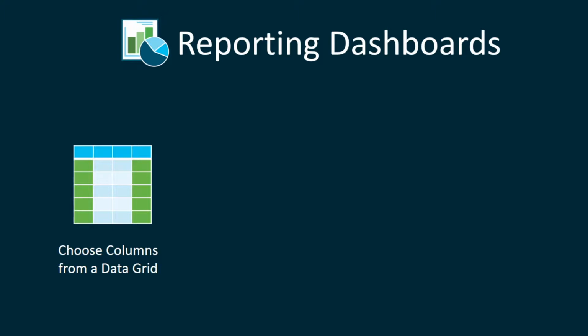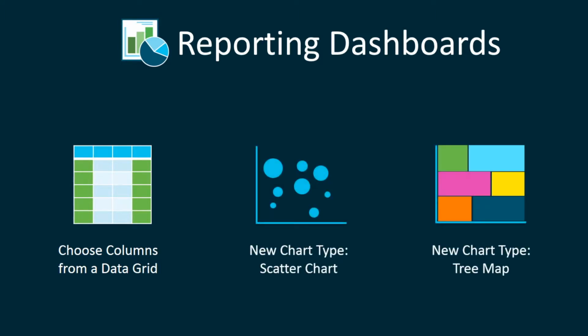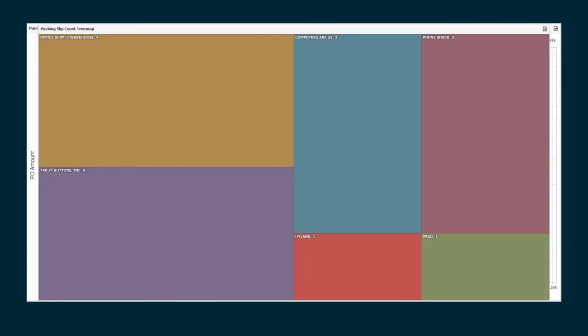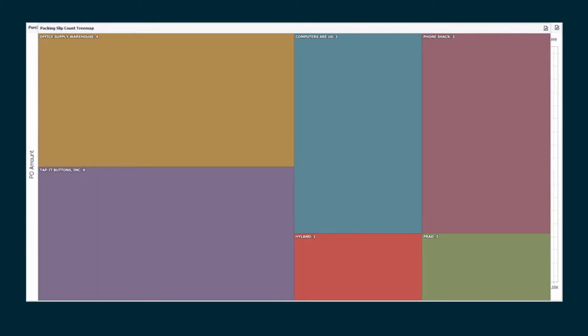When we're displaying data in a grid, we have the ability to choose specific columns to display. And the engine powering reporting dashboards includes two new report types, a scatter chart and a tree map. Here's the scatter chart showing purchase orders plotted by a combination of purchase order and total GL amount. And then this is a tree map visualizing counts of packing slips by vendor. These are just new ways to visualize data beyond a simple hit list.